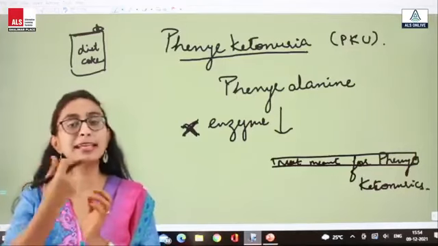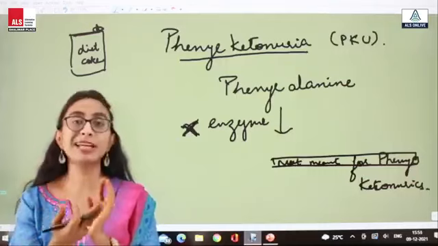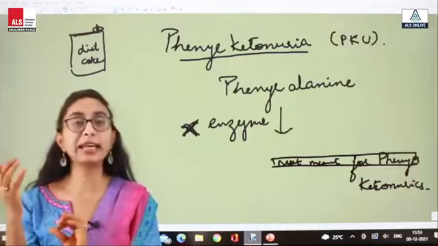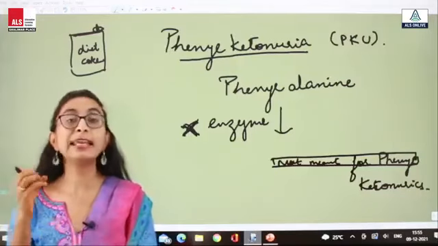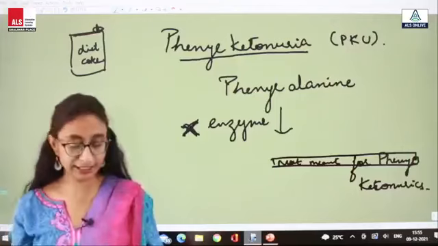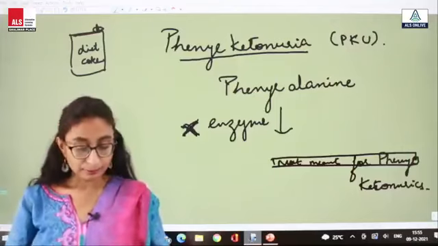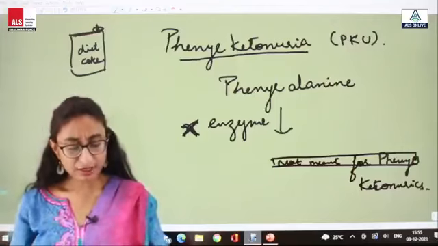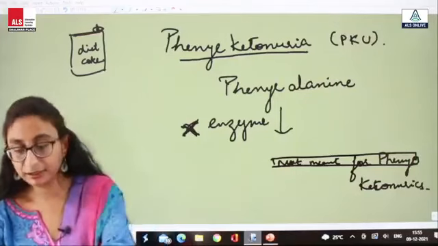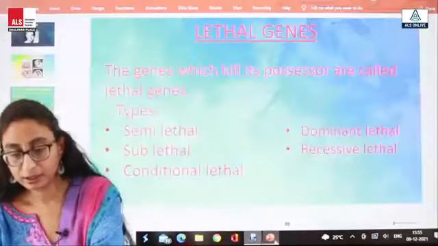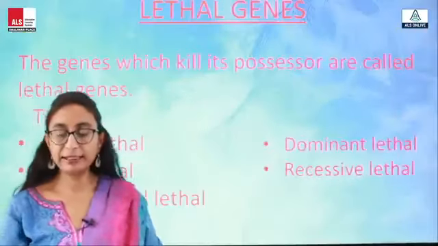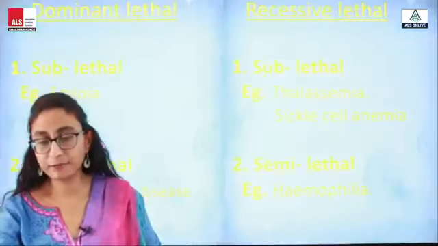So when there is excess of phenylalanine, this gene will express and it will cause phenylketonuria. Whereas if the person is taking a diet which is free of phenylalanine, then this gene might not express. That is why it is called conditional lethal. Next comes dominant lethal and recessive lethal.